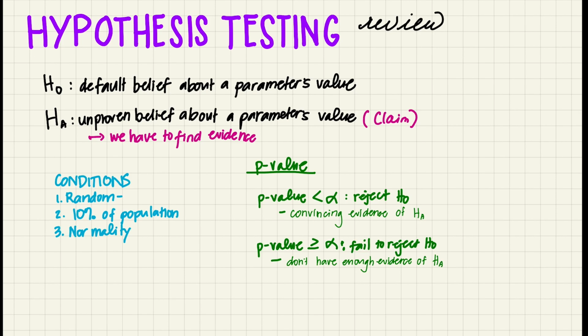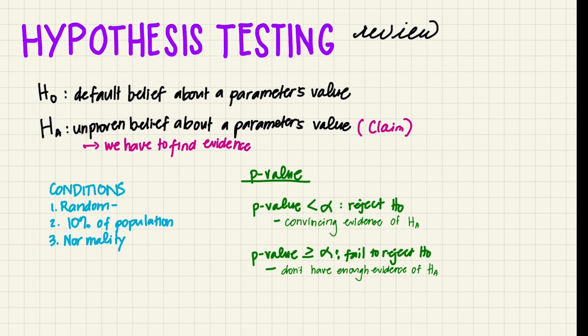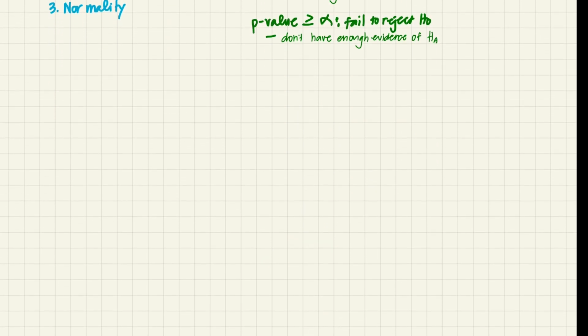Okay, so now how do we find our p-value, right? So we are going to use your calculator to find your p-value. All right, and so there are two kinds of tests that you will have to run. And so the first test that we kind of learned about was the one prop z-test.